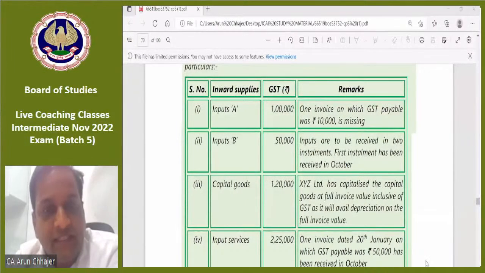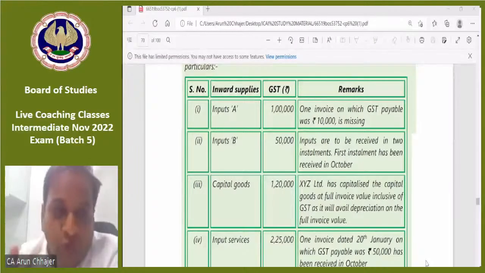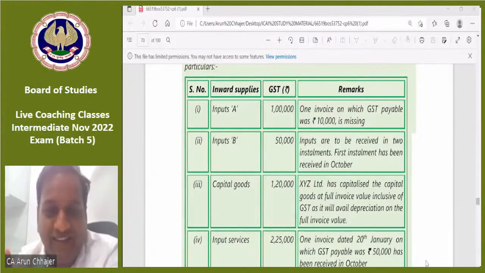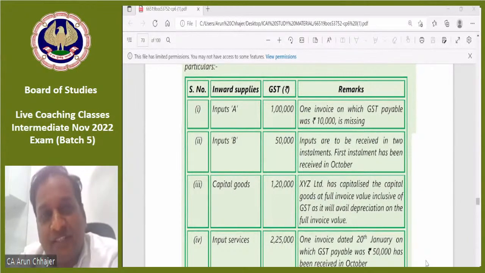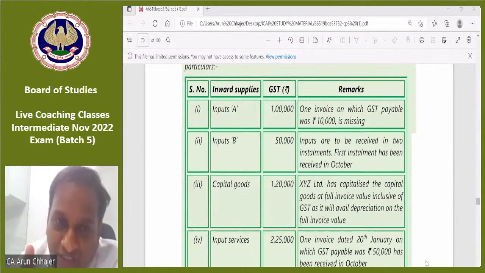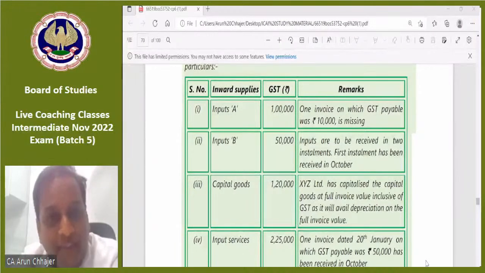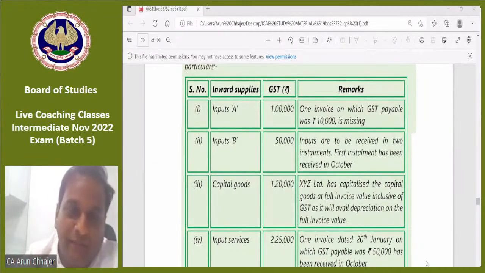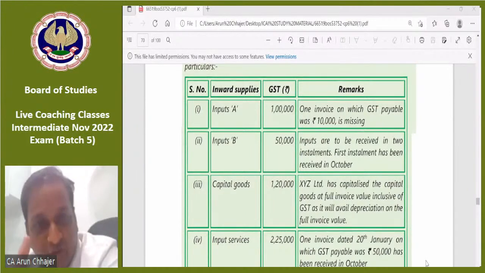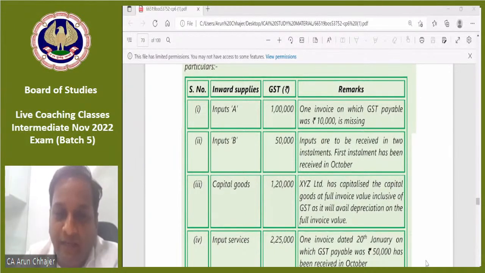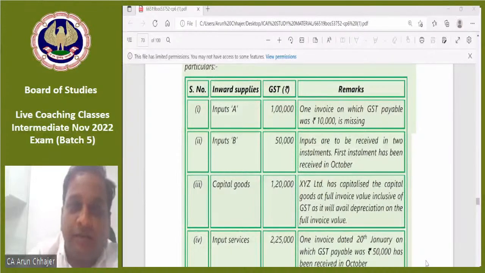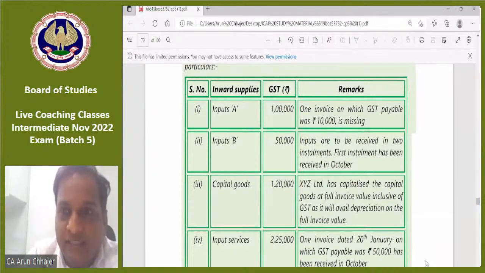No ITC because this person has capitalized the full value including GST. According to 16 subsection 3, because the GST part has been capitalized, therefore no ITC would be available. Depreciation is being availed on the full value, so no ITC would be available. Thank you so much to all the participants for your lovely reasoning. All have given the correct answer. Great.